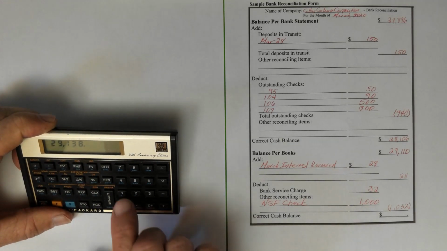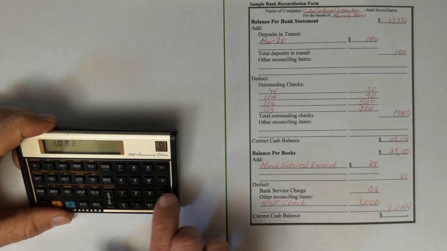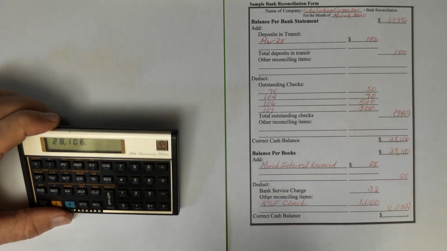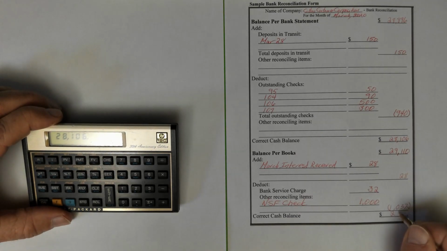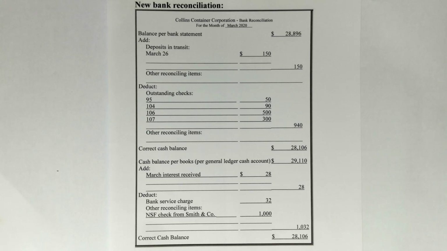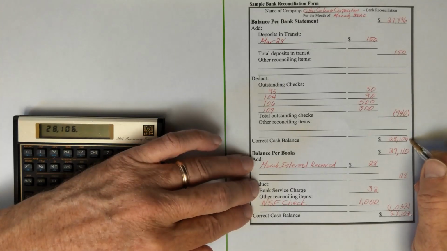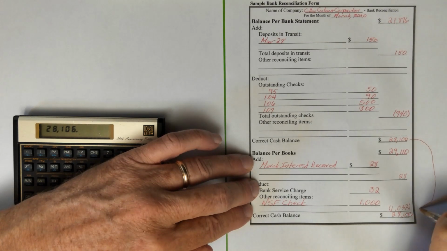We're going to subtract the $1,032. We end up with $28,106. $28,106. Now, the important question here: do these amounts equal? Because the two amounts, they should equal.